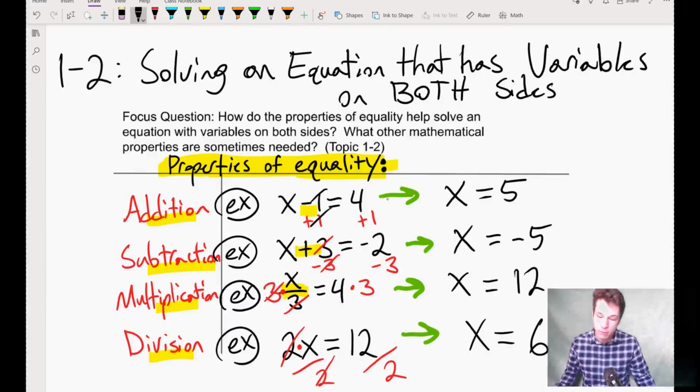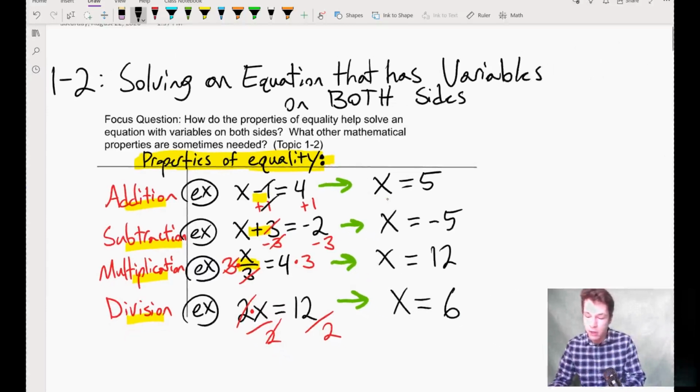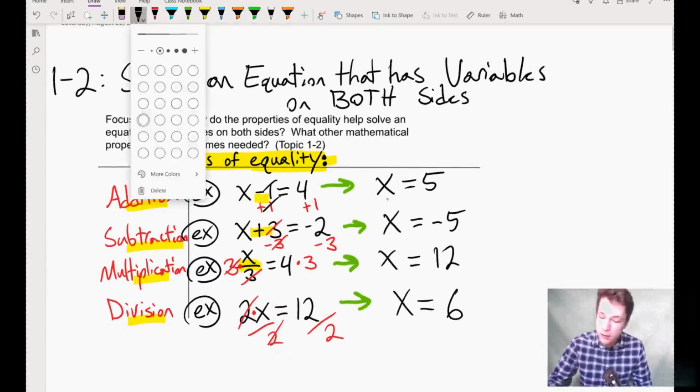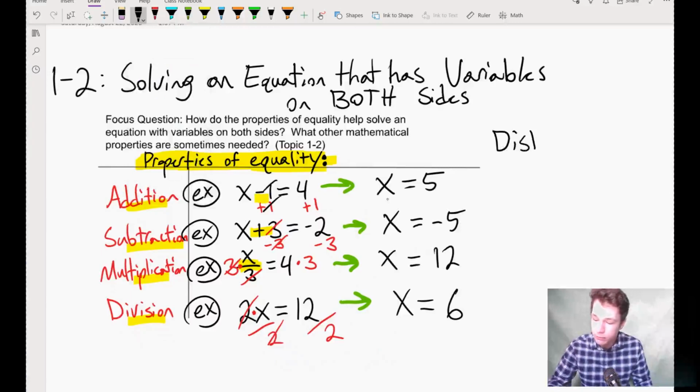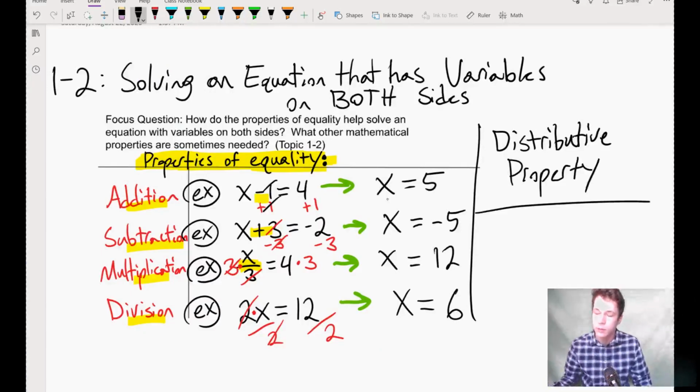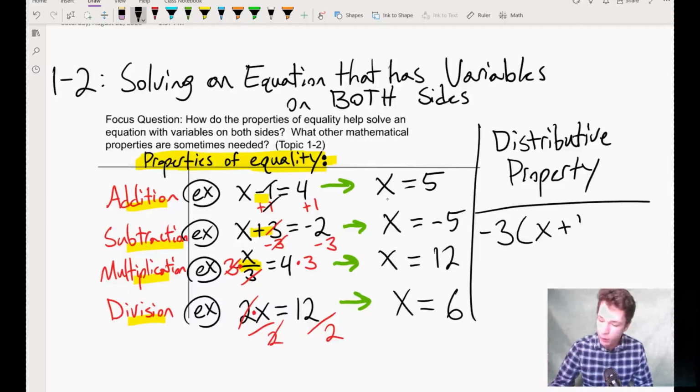Let's move on to the second part of the focus question. What other mathematical properties are sometimes needed? You might need the distributive property. Okay, the distributive property. What this property is, it essentially lets you multiply things and get rid of parentheses. So for example, let's say we have -3 times x plus 1. Okay, if I wanted to get rid of those parentheses, I could use the distributive property to multiply everything inside those parentheses by the outside.